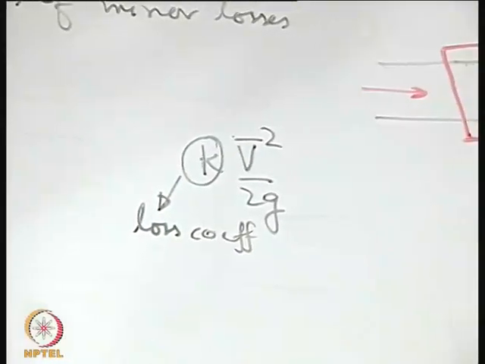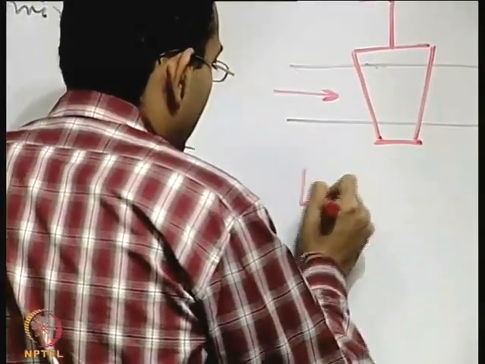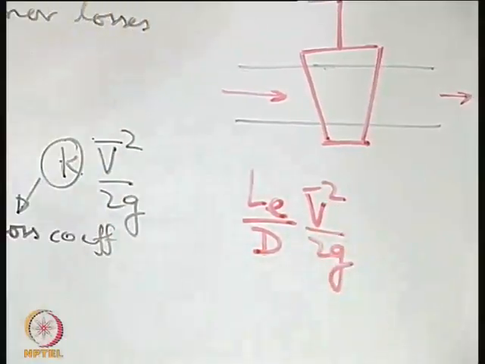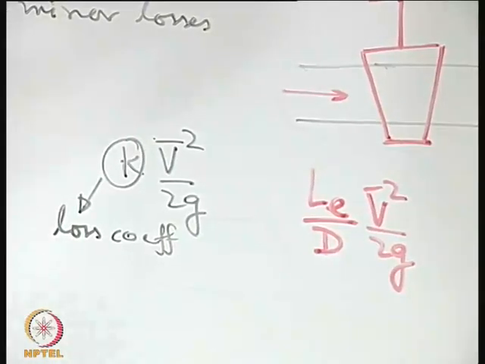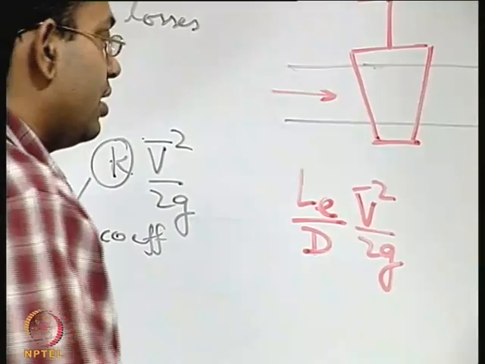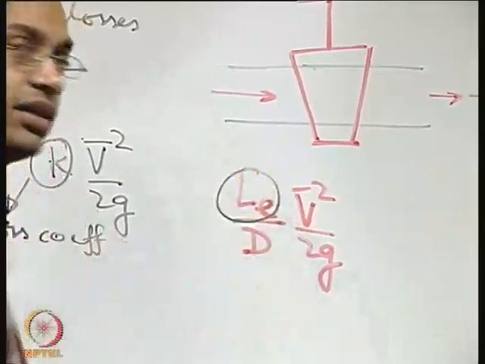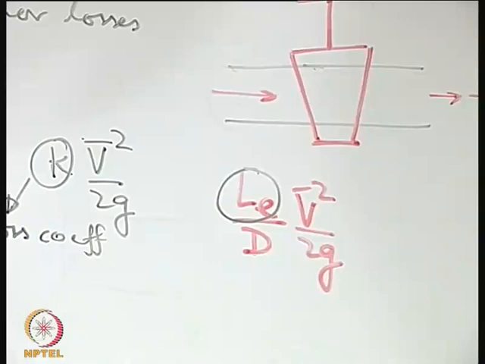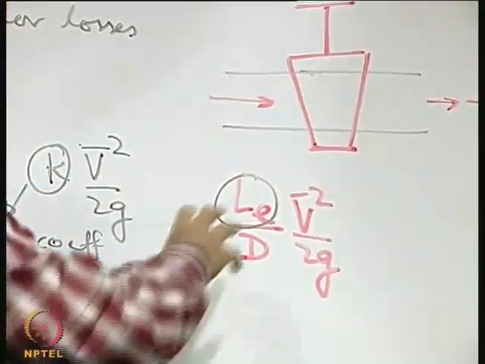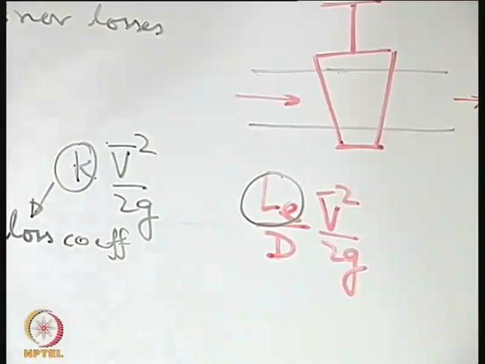In many other cases it is also written in an equivalent form, like L equivalent by D into V square by 2g, because we have seen that this is also another way of writing the loss, fL by D into V square by 2g. If it is written in that way, then this is sometimes known as the equivalent length, as if it was replaced by a pipe of some length, which would have created some loss. But more commonly it is the loss coefficient that is quoted and used.